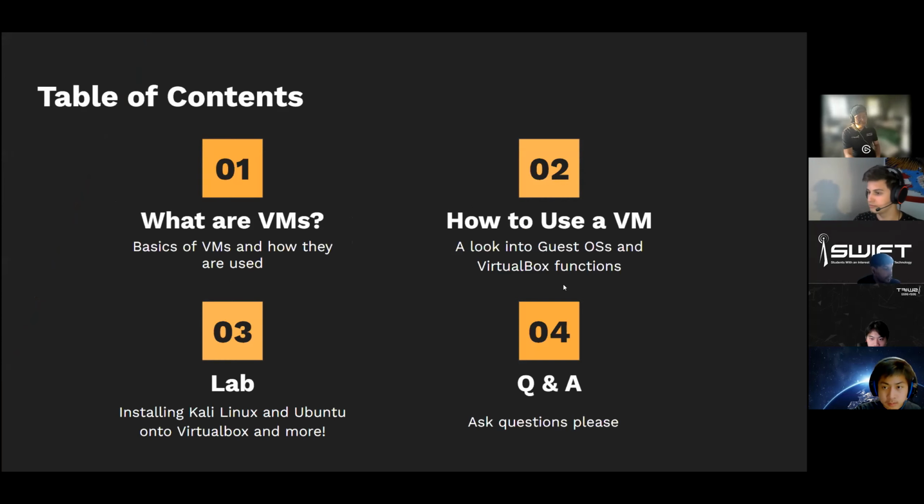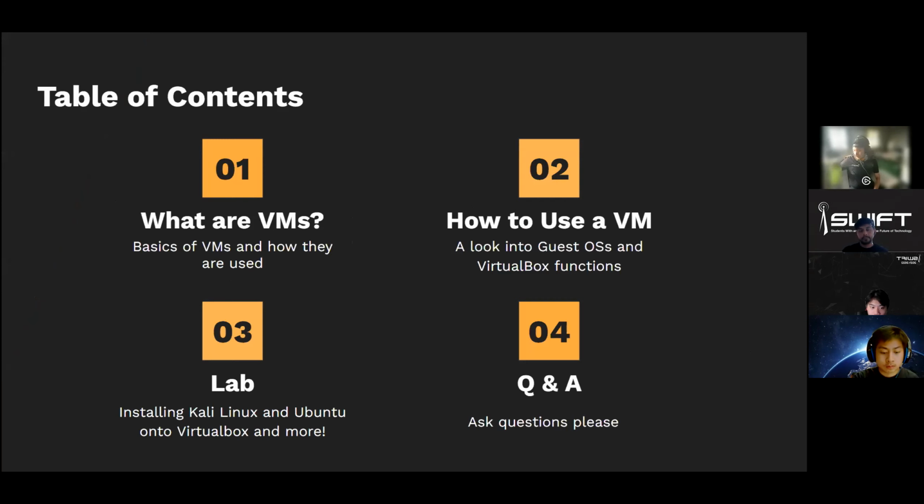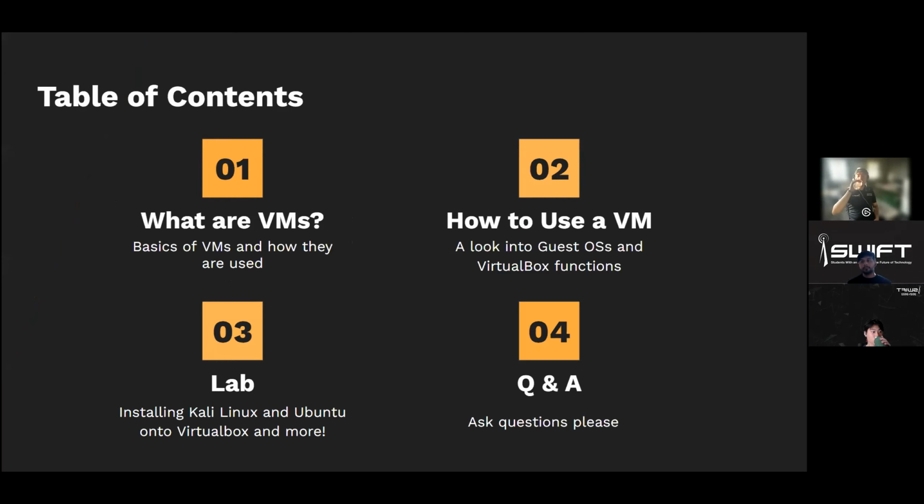So we're going to start off by explaining what VMs are, the basics of them, their uses. After that, we're going to go more in depth into how virtual machines can be used by looking at the differences between Kali Linux and Ubuntu, and also at some of the functions that VirtualBox has. Then I'm going to hand it over to Luis, where he's going to walk you through installing Kali Linux and Ubuntu onto your own virtual machines. And after that, we're going to have a Q&A session.